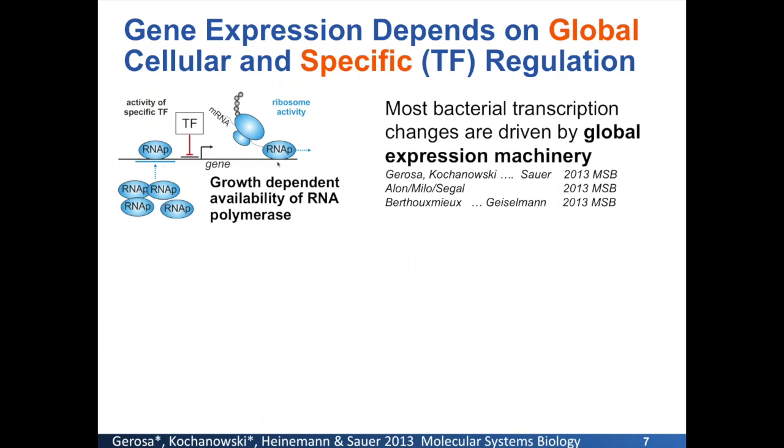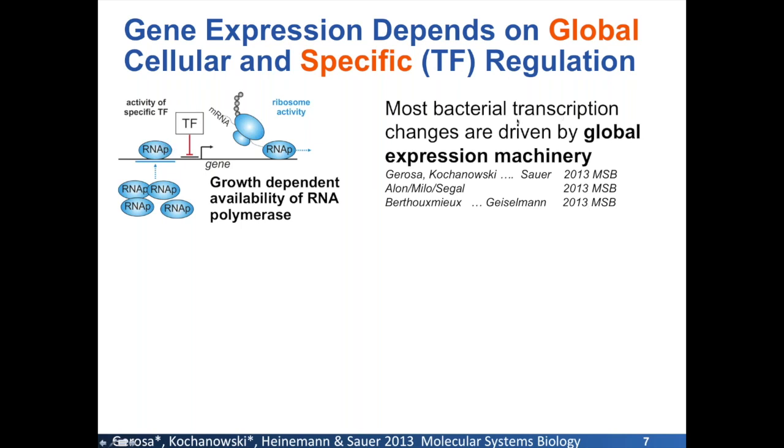So before we can go into this, I have to take one step back, and that is to say that gene expression depends not only on the transcription factors, this is what I will call specific regulation, but also on what we call global cellular regulation. If you have a gene, the transcription factor may bind or not, but also there needs to be enough RNA polymerase. And that RNA polymerase is not always available at the same frequency. So it depends very much on how fast the cells are growing.